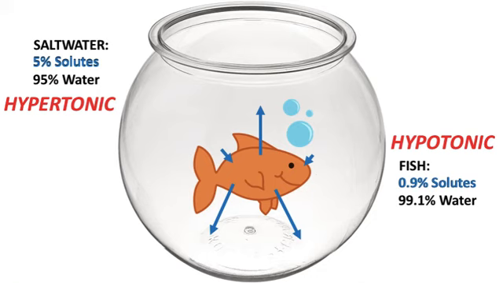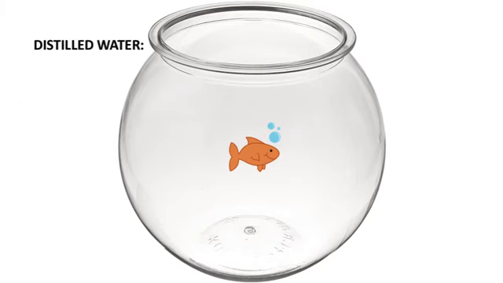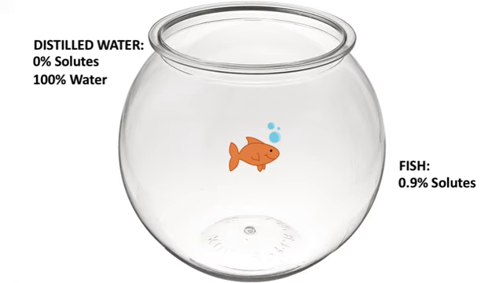Now, a fish in this scenario would start to have its cells shrivel and essentially die if we don't do something about it. So our fish starts to shrink and we notice it's not looking so healthy. So we're going to reset the water because we know the salt water is not good for it. And let's say, for argument's sake, we have some distilled water sitting around. Distilled water has absolutely no solutes in it. So there would be 0% solutes and it would be 100% water. The fish's concentration still wants to stay at 0.9% solutes and 99% water.